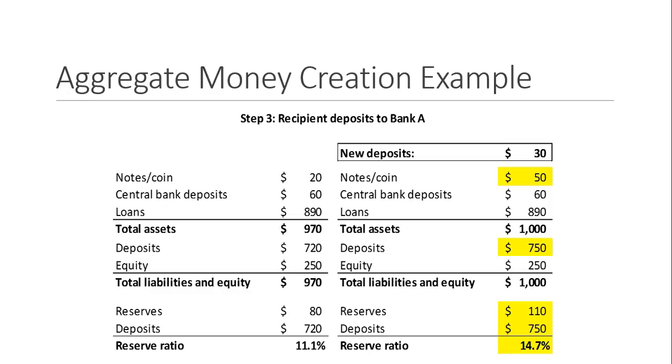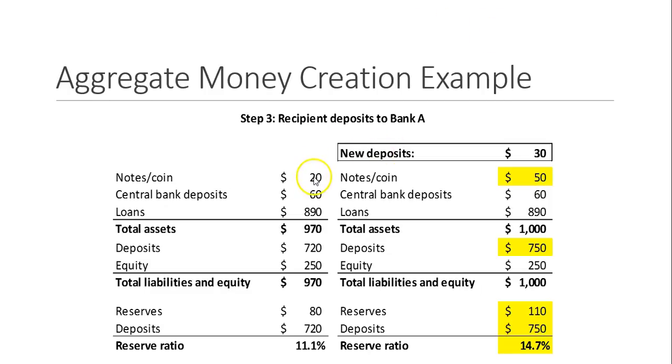This could continue on. Instead of depositing this $30 to Bank A and stopping, Bank A could make a new loan. Or, instead of this $30 deposit going to Bank A, it could go to Bank C, and then Bank C would make a new loan. Perhaps that money would end up in Bank D, etc. Regardless of how many banks are involved, the aggregate effect is the same in the banking system. So let's see what happens when we end our analysis with this deposit.